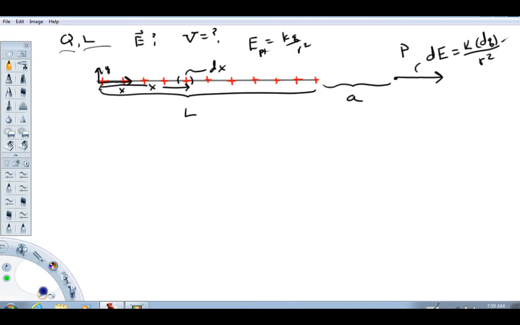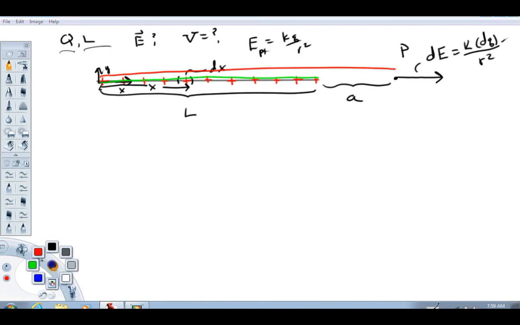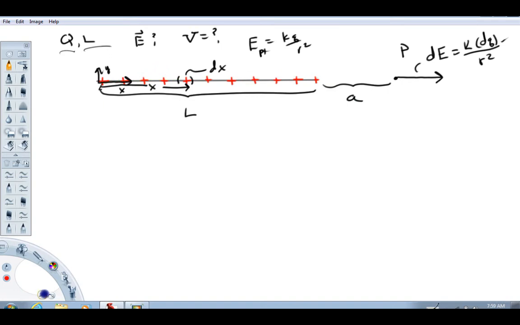Now, from here to here is L. From here to here is L plus A. So the distance we need, I'm going to do that in blue here, this distance is equal to L plus A minus x. Right? So our r is equal to L plus A minus x.